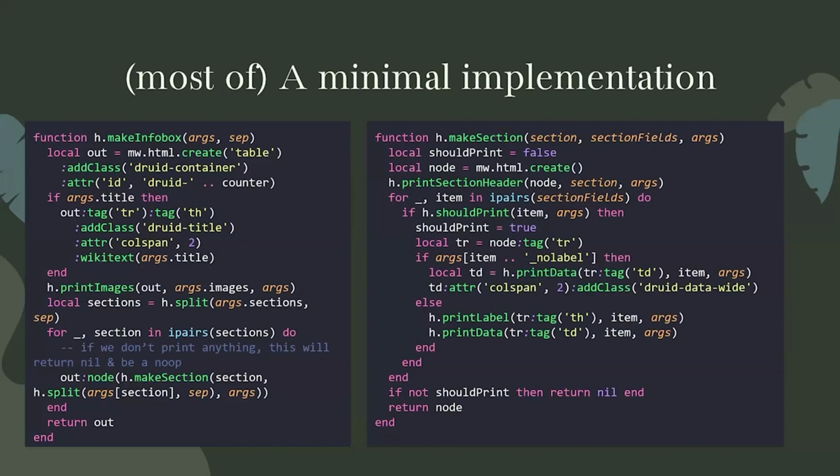We will always create a section for every section parameter that the user requested in the sections argument, but we're only going to attach that node containing that section if we printed one or more arguments. So you can see at the end of the function on the right side, if not should print, then return nil end. So we, in that case, attach a node of nil, which doesn't do anything using the mw.html library, which is super awesome and I love it.